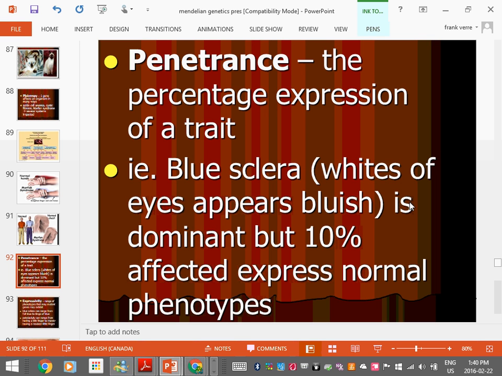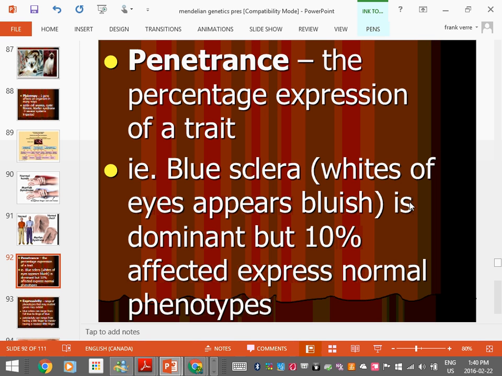We made the assumption that if you have a dominant allele, that means what? It shows. Guess what penetrance says? It might not show. If I give you a question and you have a dominant allele, you assume it shows.